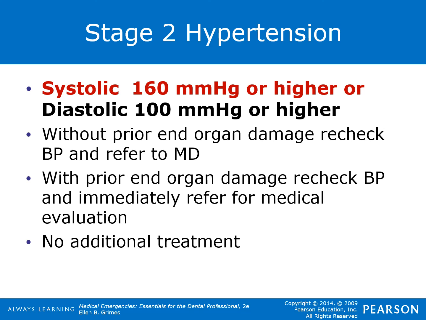So end organ damage means that if you have 160 over 100, but you don't have anything else, you don't have an organ in your body that is damaged in some way or not working correctly, liver, kidney, lungs, etc. So you may recheck it, maybe go ahead and do the treatment, refer them to an MD, take the advice of your dentist on what to do in that situation. But if they do have end organ damage, you're just going to recheck their blood pressure, make sure you're correct, and immediately refer them for an eval.